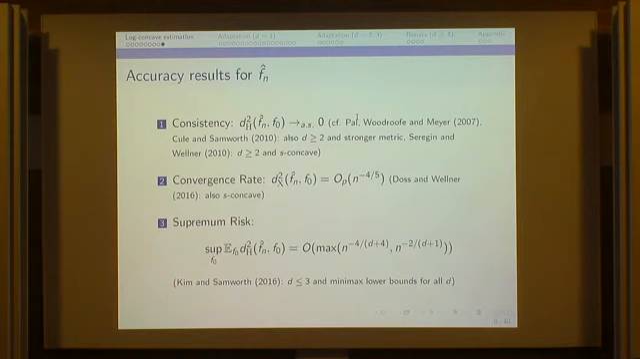I think I said this before, but that's not quite right. The lower bound is n to the minus 2 over d plus 1 in more dimensions. We don't have this upper bound there. So this upper bound result was obtained only for dimension less than or equal to 3, but we proved the minimax lower bound for all dimensions.